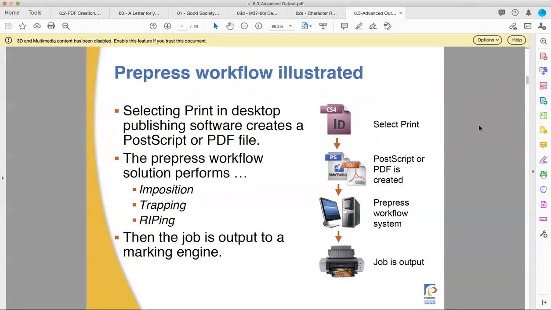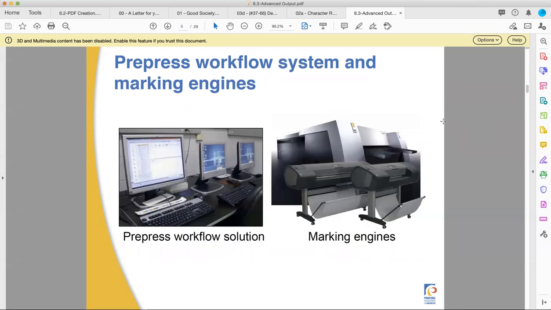So once again, we're looking at this diagram of the prepress workflow. So the workflow solution is the series of computers that does the things necessary to the file to make it ready for output. It can take either PostScript or an already made PDF, and it can take those and process them to impose them, to trap them, to rip them, and get ready to output on a marking engine. This time, we're going to talk specifically about what happens between the workflow solution and the marking engine.